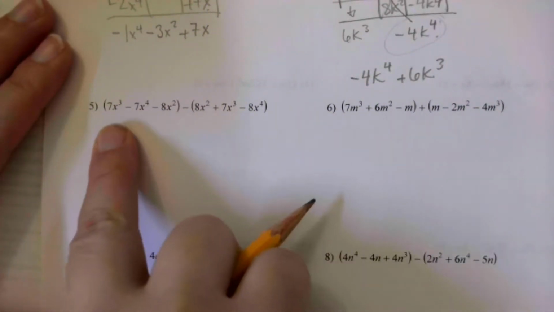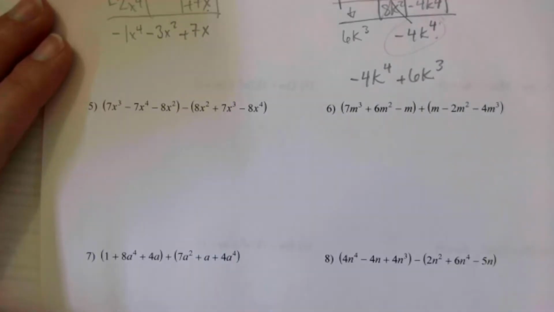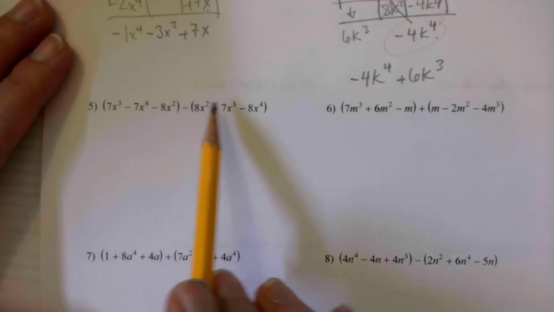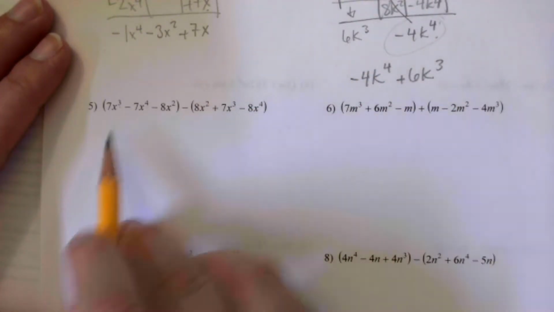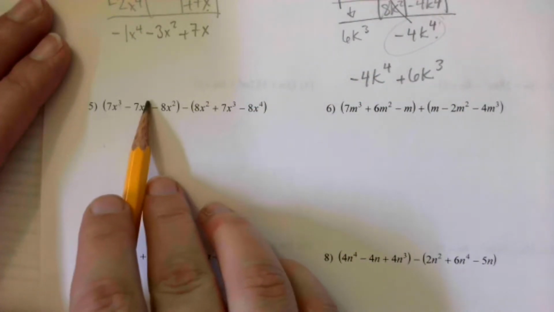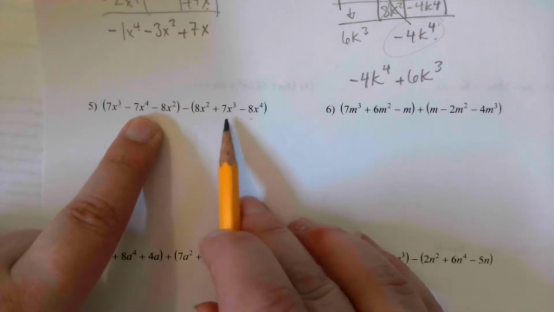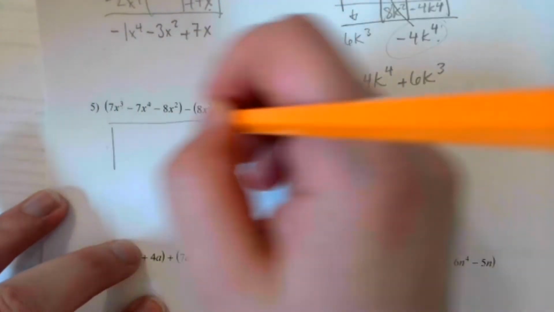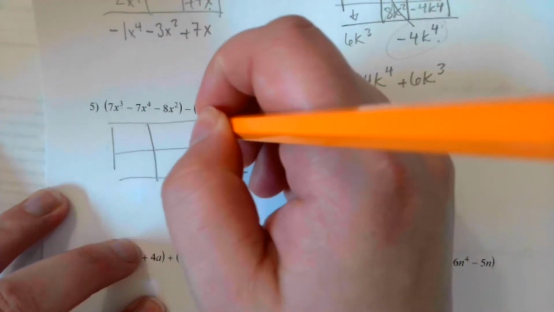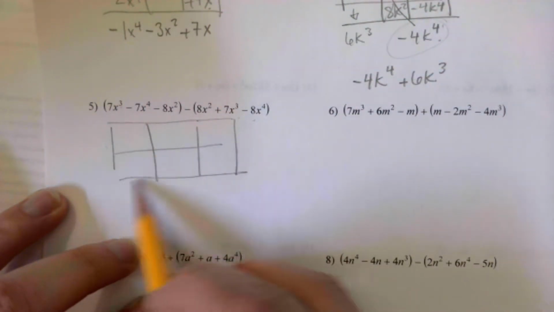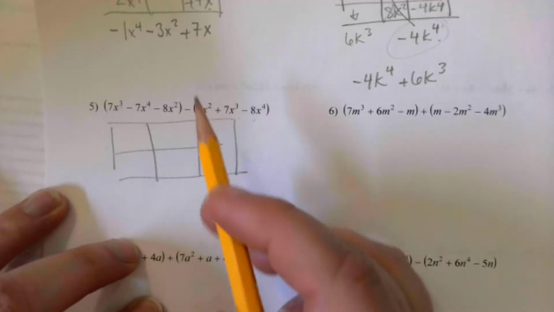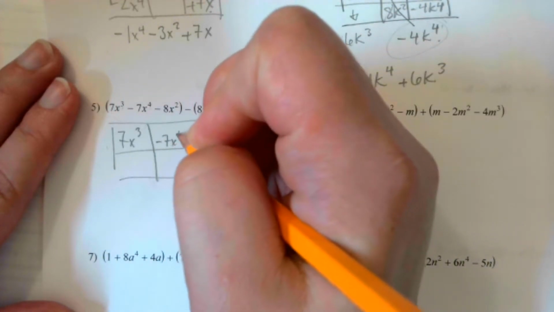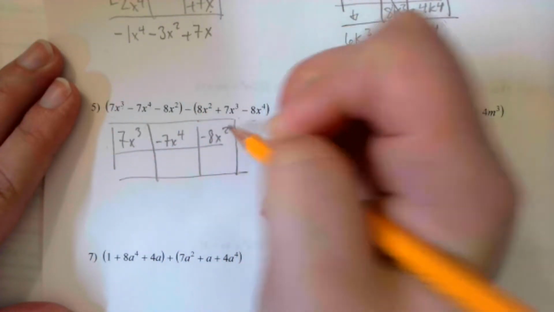Okay, same idea, just more terms. No problem. 3, 4, 2, 3, 4, 2. Okay. I'm just counting that I've got 4s, I've got 3s, and I've got 2s. So I've got 3, so I'm going to make 3 boxes. 1, 2, 3, and then 2 lines because I have 2 sets. 7x cubed, negative 7x to the 4th, minus 8x squared.